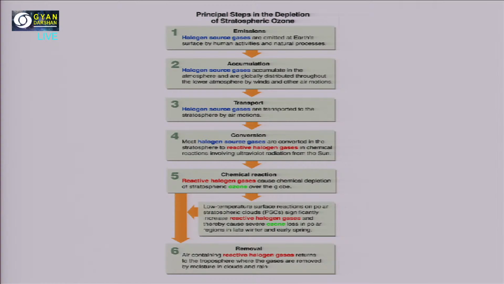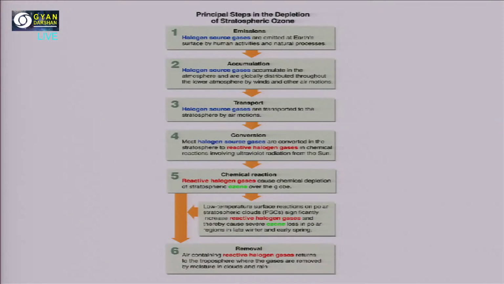Now we will see how the depletion disturbs the natural balance. If we look at the entire chart, first there is accumulation, that means release of CFC molecules into the atmosphere from industries and other emissions. The second step is accumulation: the halogen gases accumulate. Once accumulated, they do not dissociate easily. They remain stable for almost 50 to 150 years in the atmosphere. Then it is transboundary in nature, so along with the wind it moves from one place to another.